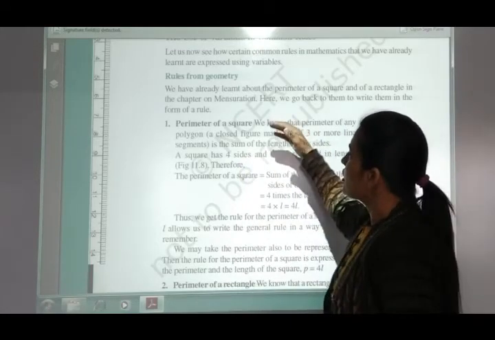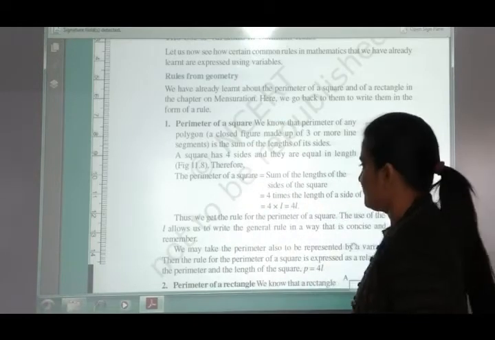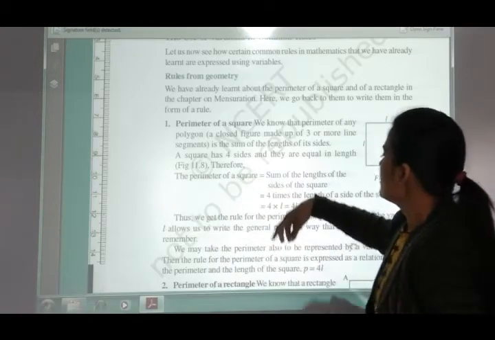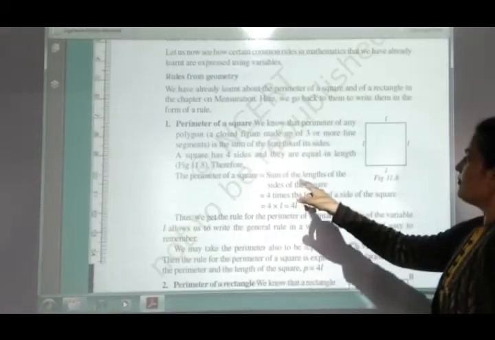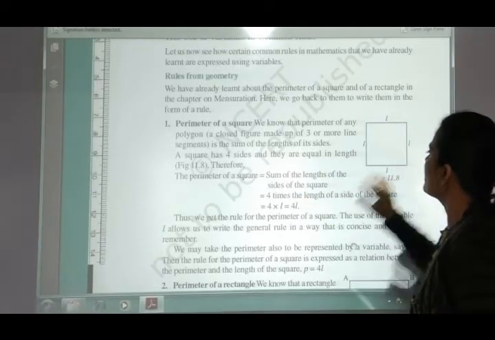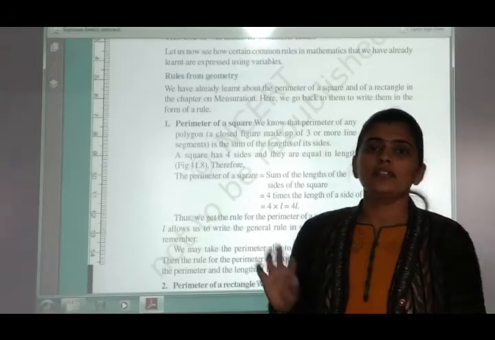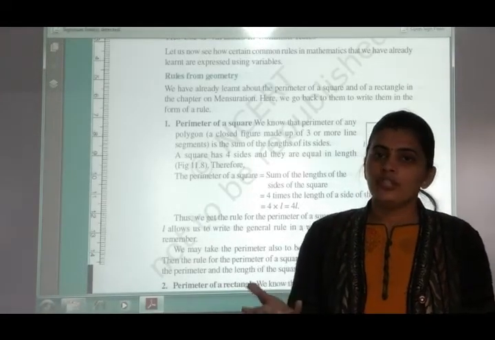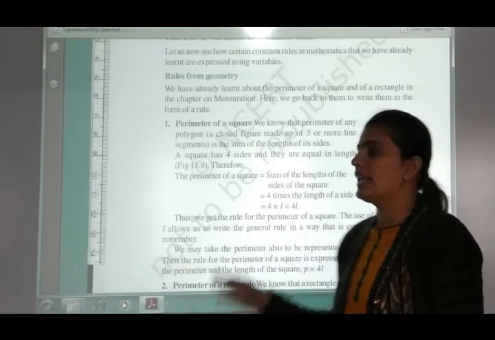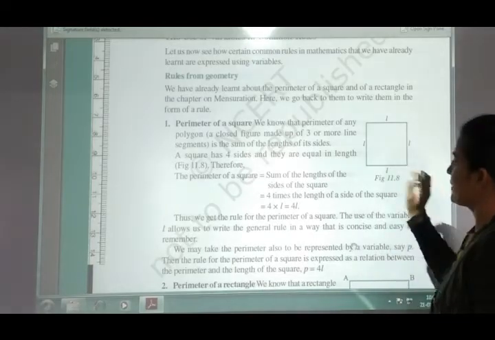So here we are talking about a particular polygon, that is the square. The perimeter of a square is equal to the sum of the lengths of the sides of the square. In the diagram, we don't know the length of the side, so we simply take it as L. L is a variable. The length can be any number. We don't know what the length is.